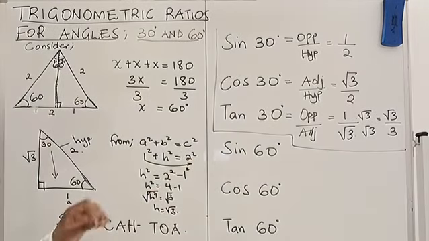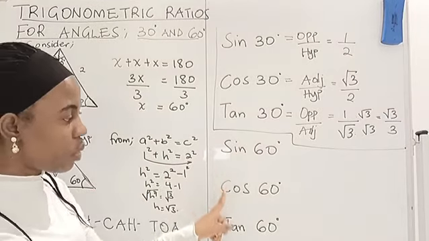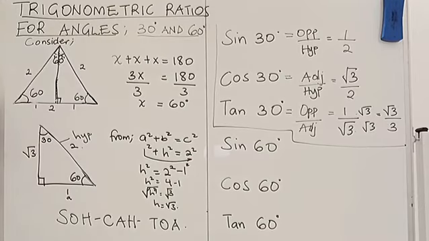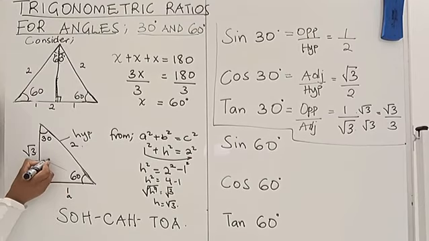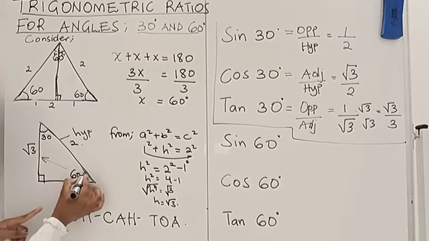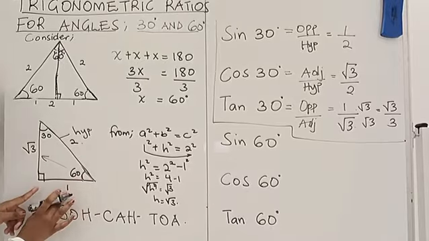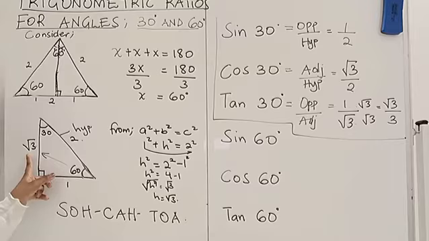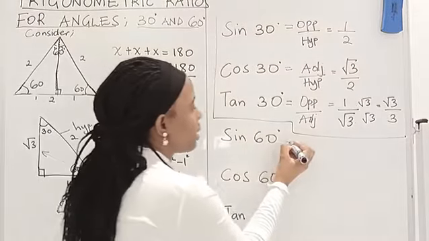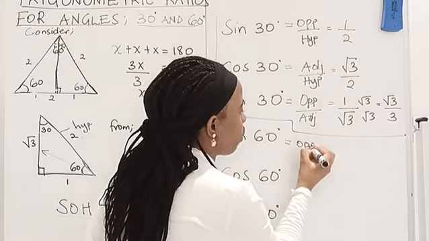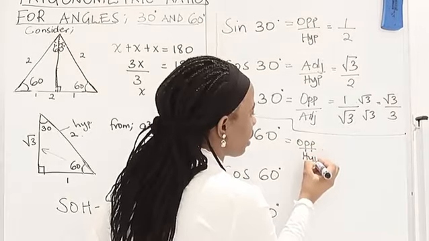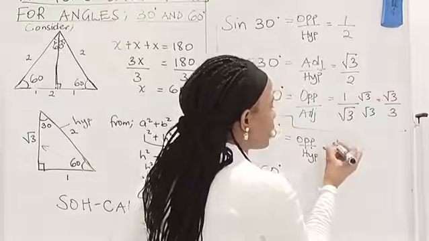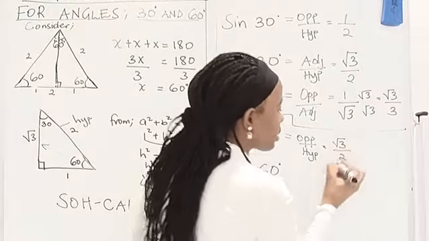Let us go to angle 60: sine 60, cos 60, and tan 60. Now, if we consider 60, where is your opposite? Your opposite is going to be here. And where is the adjacent? Where the angle sits. So my adjacent is 1, and my opposite is root 3. Now, what is sine 60? Sine is equal to opposite over hypotenuse. Okay? And what is the opposite? We said it is root 3, and our hypotenuse is 2.